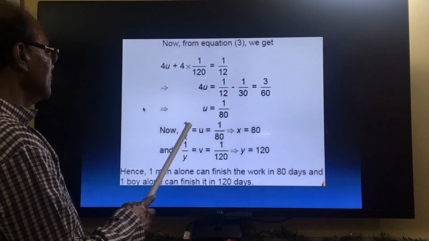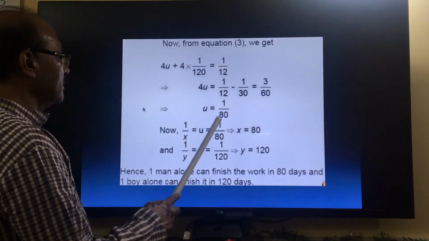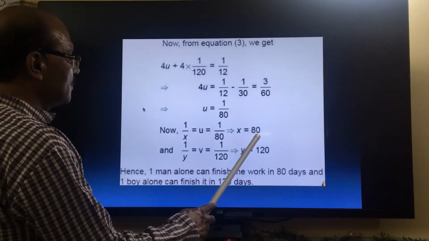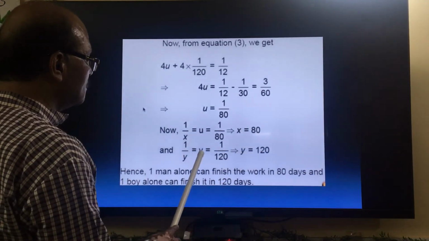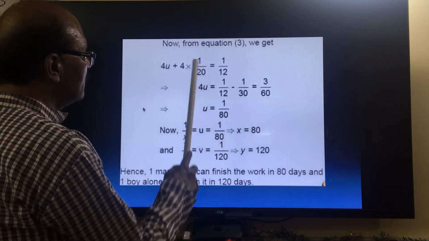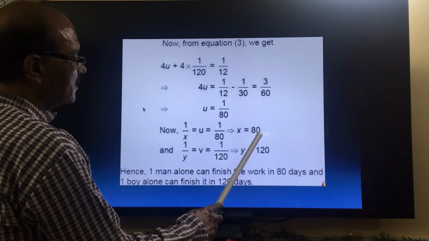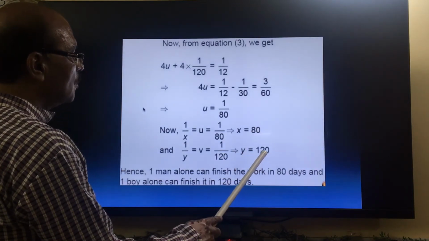So u was equal to 1 upon x, so this is equal to 1 upon 80. Because these two are equal, this will give us x equal to 80, and 1 upon y is equal to v, and this is equal to 1 upon 20. So this will give us y equal to 20. So x is 80 and y is equal to 20.